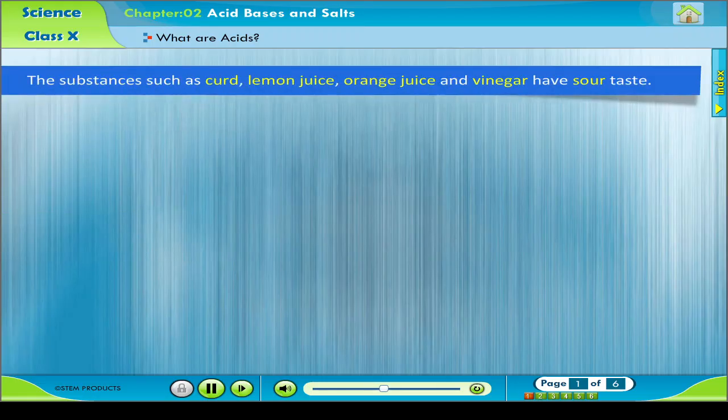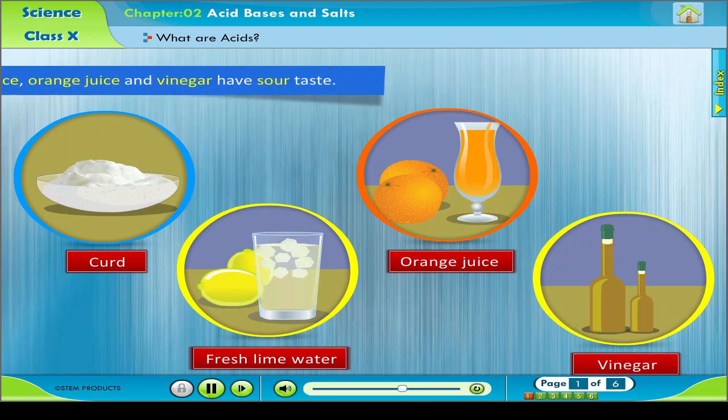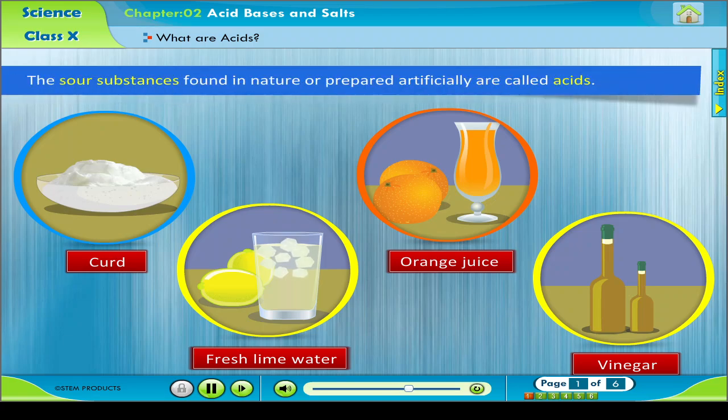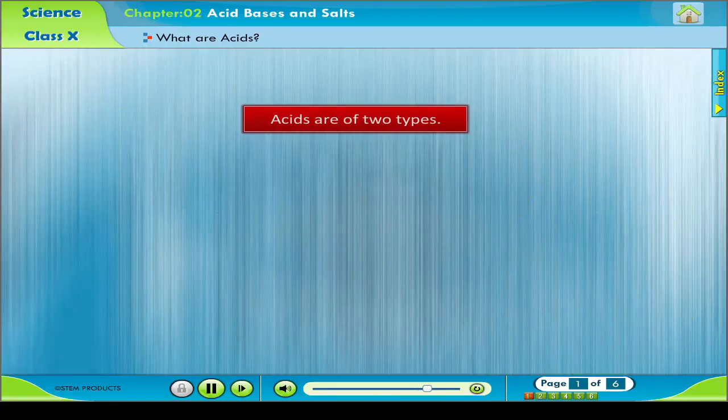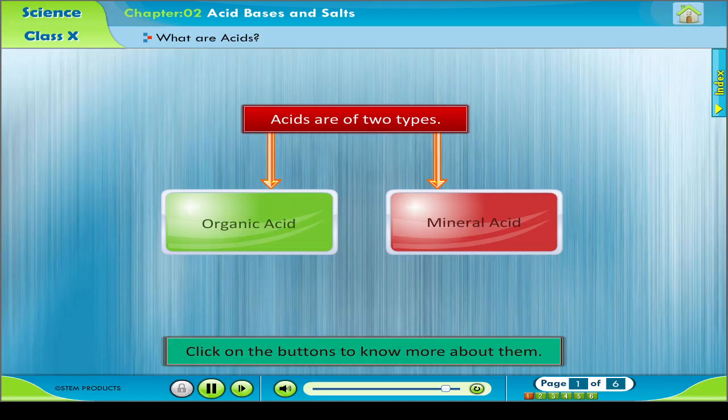The substances such as curd, lemon juice, orange juice and vinegar have sour taste. The sour substances found in nature or prepared artificially are called acids. Acids are of two types: organic acid, mineral acid. Click the buttons to know more about them.